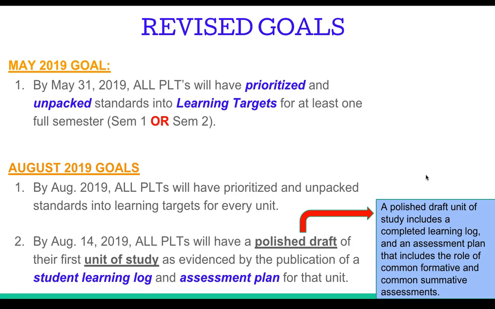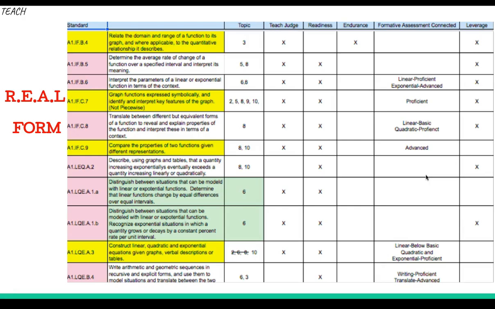So a polished draft, when we talk about that, we're really looking at a completed learning log and an assessment plan that includes the role of common formative assessment as well as common summative assessments throughout that unit. We'll explain more about this as we proceed through this presentation as well as into the PLT work that we're going to accomplish by the end of the school year.